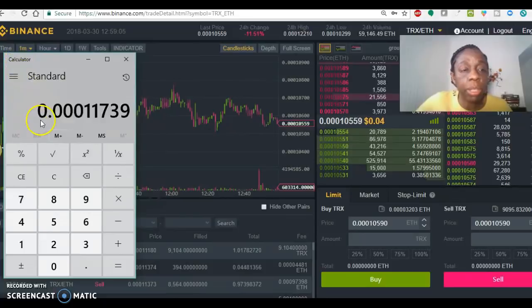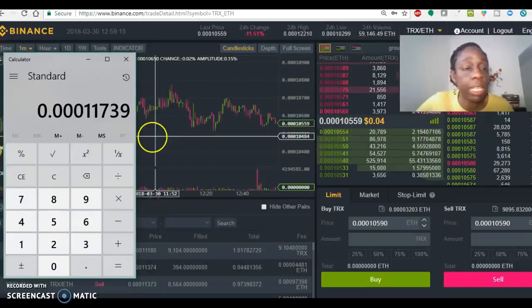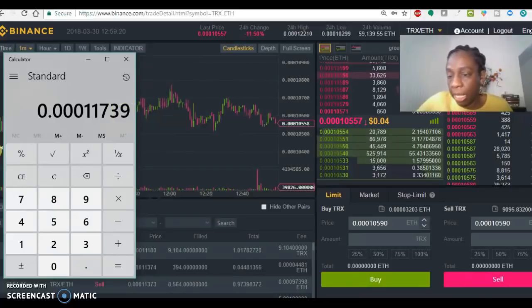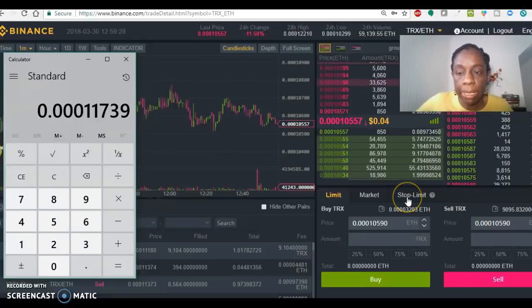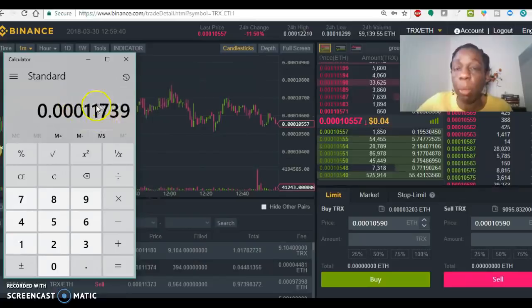So I want it to increase to 0.0011739. Right now the price is 0.0010559. I want it to increase to 0.0011739. And so what I'm going to do is set up what is called a stop limit order. And all that does is it helps me not stare at my screen constantly, to create a sell trigger when the price goes up to what I want it to go up to.